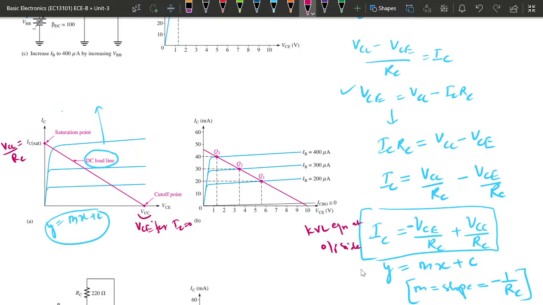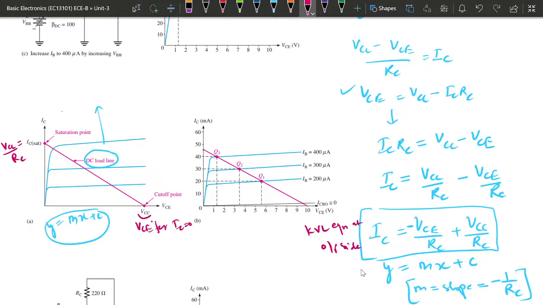Okay, so this point is the cutoff point, at the edge of the active region. So this is the region beyond this. So this is the region when VCE is equal to 0.2 something. At this point the transistor will be working in the saturation region.